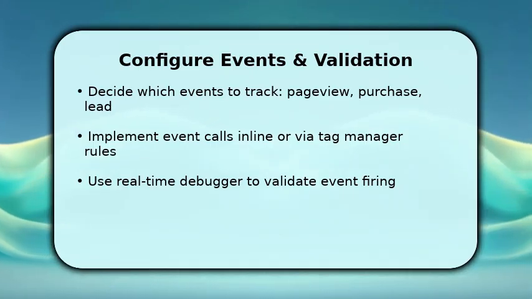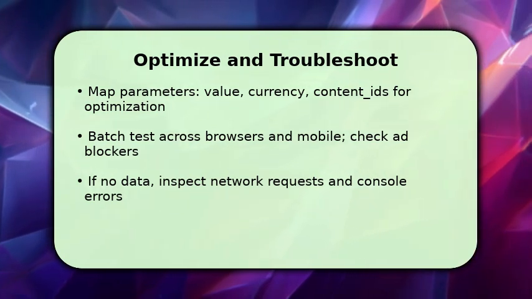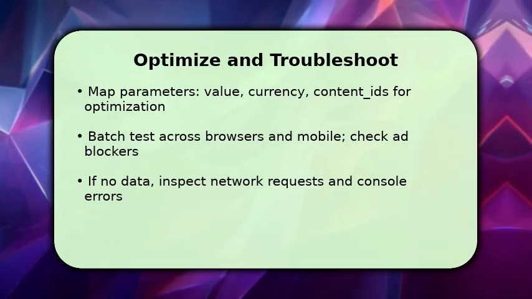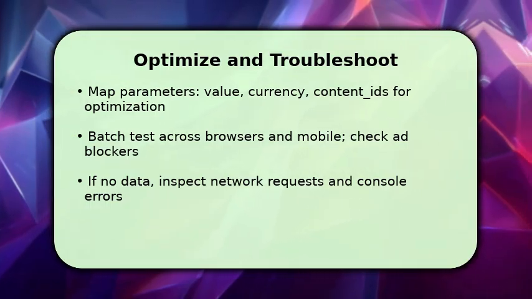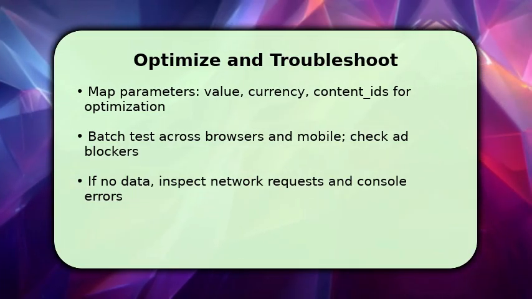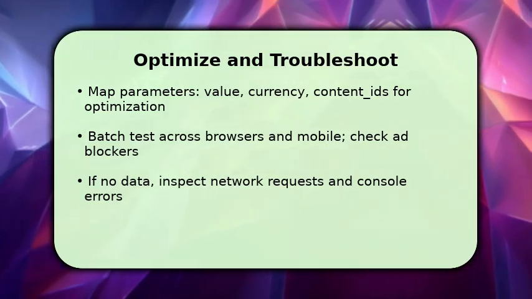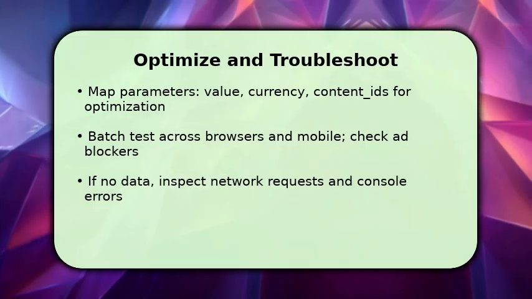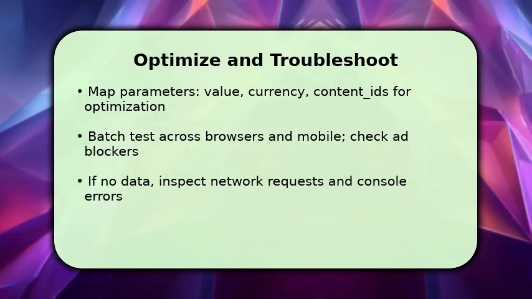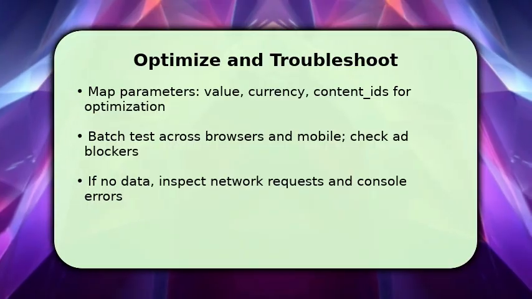To finish, map event parameters like value, currency, and content ID so optimization algorithms can learn. Then run batch tests across browsers and mobile devices, and remember to check with ad blockers disabled because they commonly block pixels. If you see no data arriving, inspect network requests in DevTools for the pixel endpoint and review console errors for syntax issues. Correct any header, CSP, or async loading problems. If persistence still fails, reissue the snippet and revalidate.